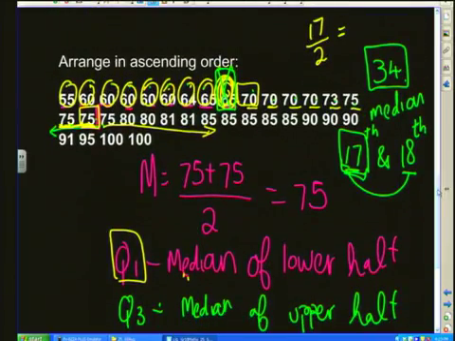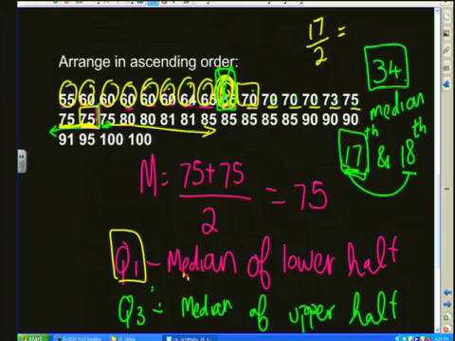All right, again there's going to be 17 pieces of data to the right of our median, which was initially 75. So we know there's 17 pieces of data to the right of that. And again, you can do the same thing. 9 positions away from here is going to be your median of the upper half of data. In other words, your Q3.